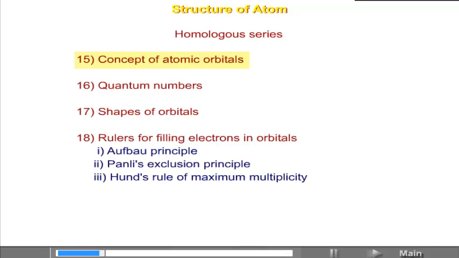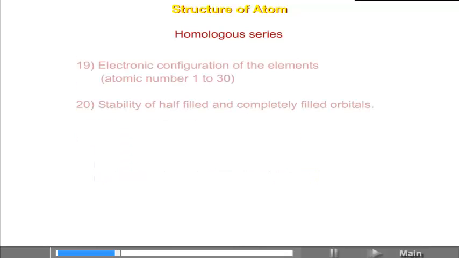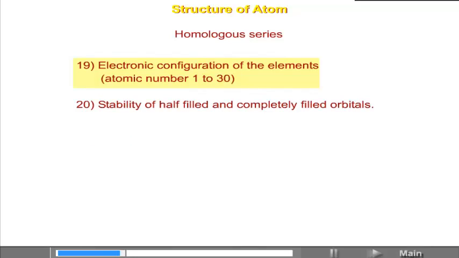atomic orbitals, quantum numbers, shapes of orbitals, rules for filling electrons in orbitals, Aufbau principle, Pauli's exclusion principle, Hund's rule of maximum multiplicity, electronic configuration of the elements, atomic numbers from 1 to 30, stability of half-filled and completely filled orbitals.